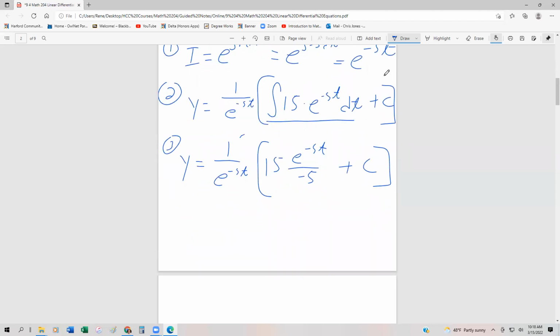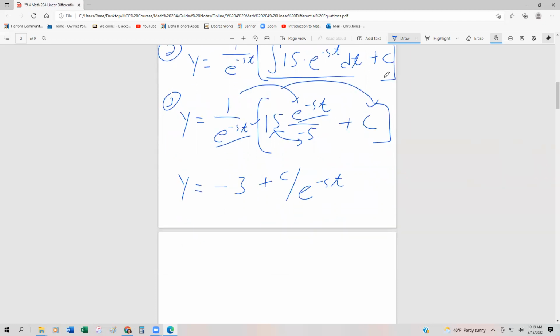We could distribute this e to the minus 5t, and notice it'll cancel out these two factors, but the c will still have it in the denominator. So one way to write the general solution to this would be y equals -3, since 15 over -5 is -3. This and this cancel each other out, plus c over e to the minus 5t. But of course, if we divide by e to the minus 5t, that's the same thing as just c e to the 5t. All right, so another way to write this is ce to the 5t minus 3. All right, so this is our general solution.